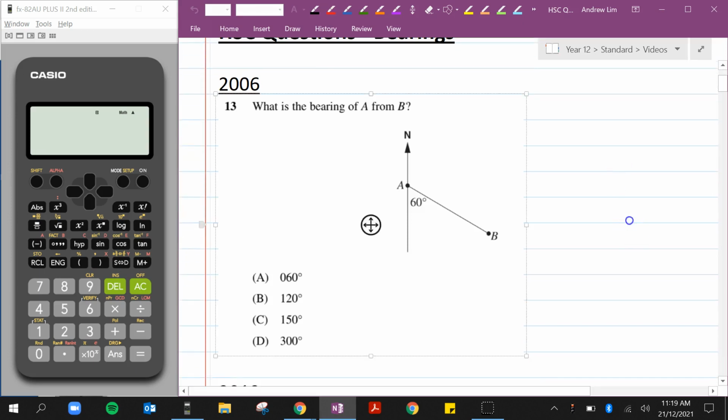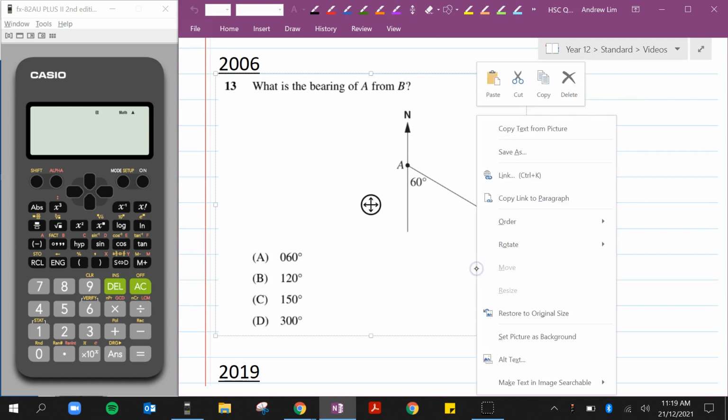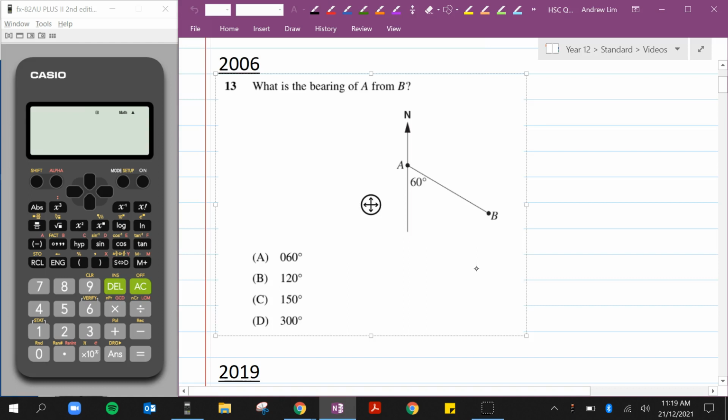So let's have a look at this first question here. This is from the 2006 paper, question 13. What is the bearing of A from B? Now the very important part of this question is the word from. So when it says from B, that means we're starting at B. I'm going to go in a clockwise direction until we hit the line that's associated with A. So we want to know how big that is.